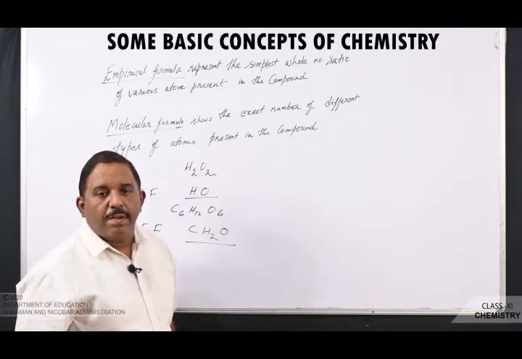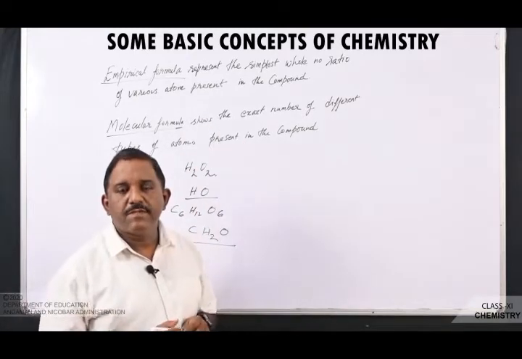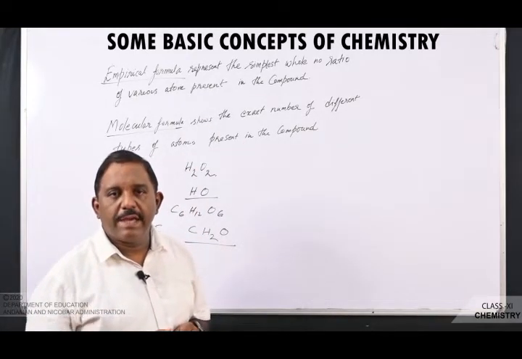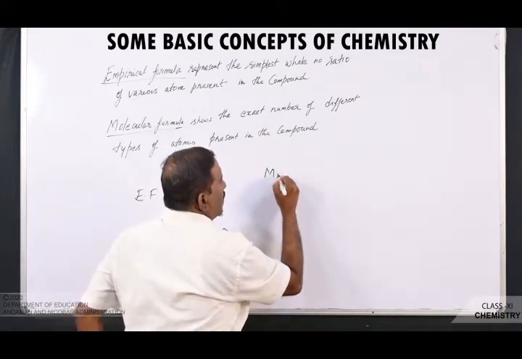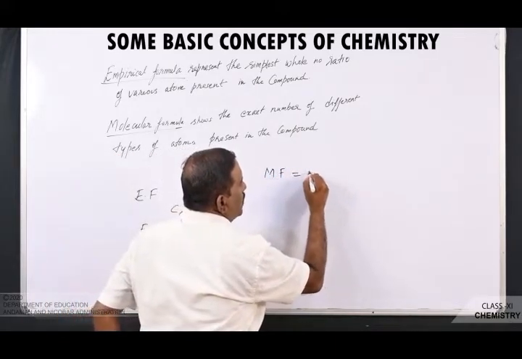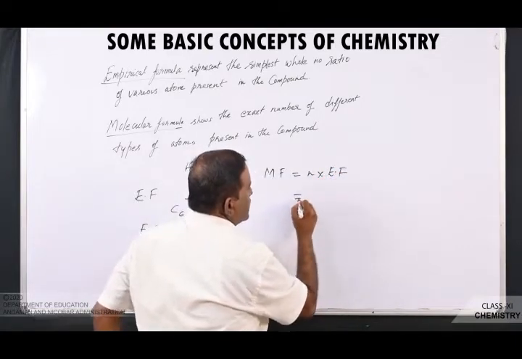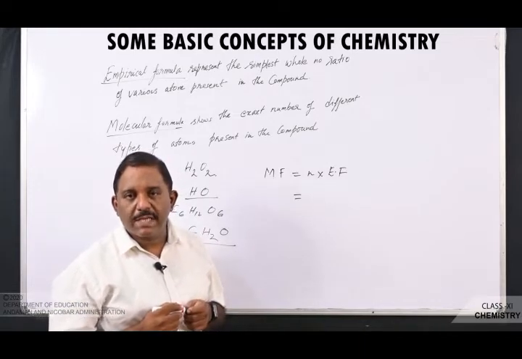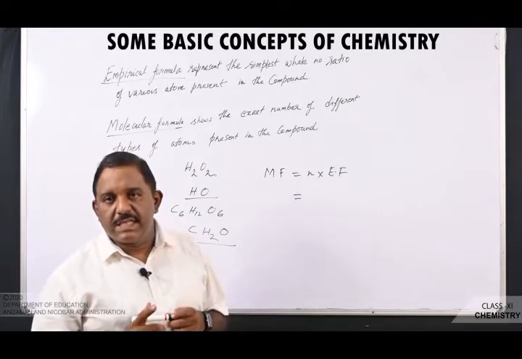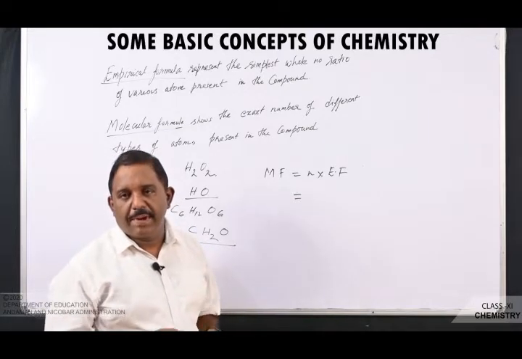Okay, so now what is the relationship between these two? Students, from both molecular formula and empirical formula, molecular formula is equal to n times empirical formula. That means we can say that the molecular formula of H2O2 is twice that of the empirical formula. The molecular formula of C6H12O6, that is glucose, is 6 times that of the empirical formula.